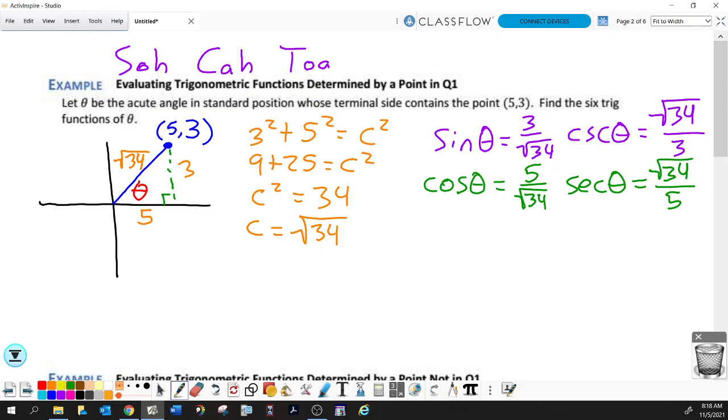And then the last two, the two that didn't require the hypotenuse. Tangent. What color have I not used yet? I used a lot of orange. Red. How about red? I haven't used much red. Tangent. For now, we'll say opposite over adjacent. So 3 over 5. And if you know tangent, you know its reciprocal, cotangent. 5 over 3.